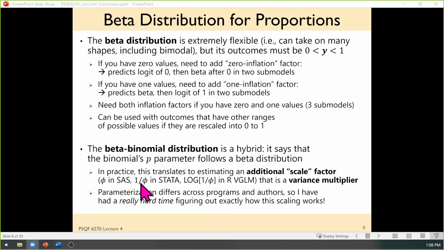So just as for instance, right? There's this parameter that's like a stretchy scaling factor that I'm calling phi in SAS. It's given as 1 over phi in Stata, and it's given as the log of 1 over phi in R. So across those differences, I don't know how that translates into different actual predictions. That's the part that's a little bit shaky, but the general idea is that you're taking a binomial and adding extra variance as a function of the mean so that it adjusts for the additional skewness. That's the big picture of what this is for.